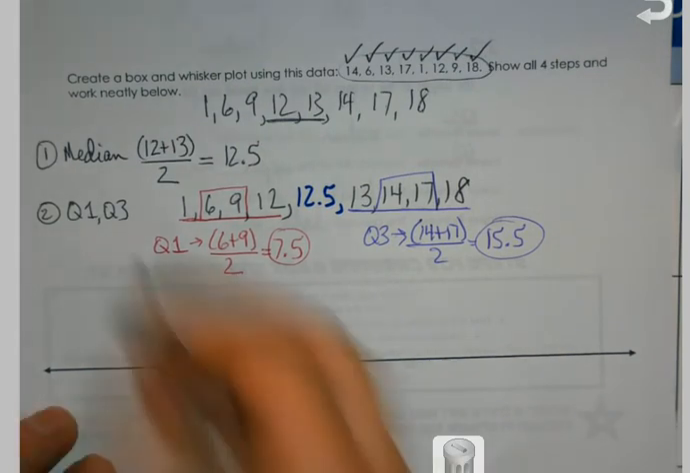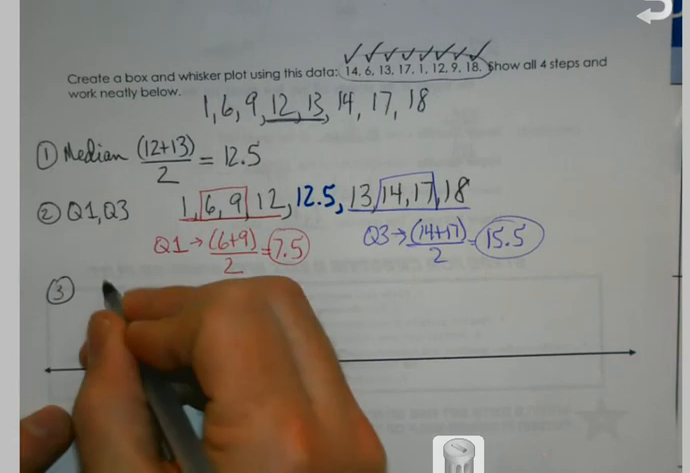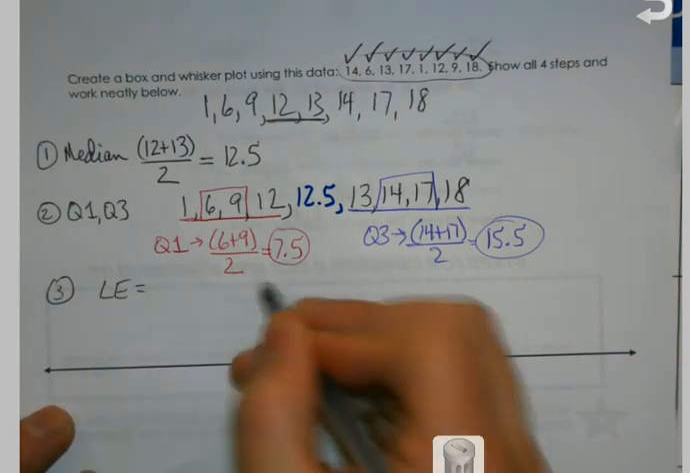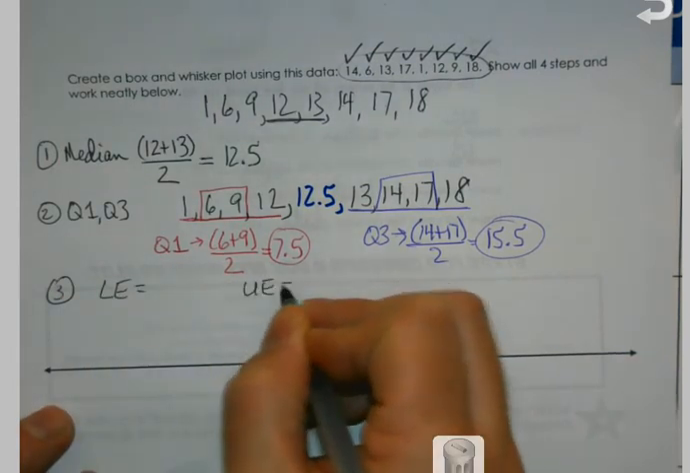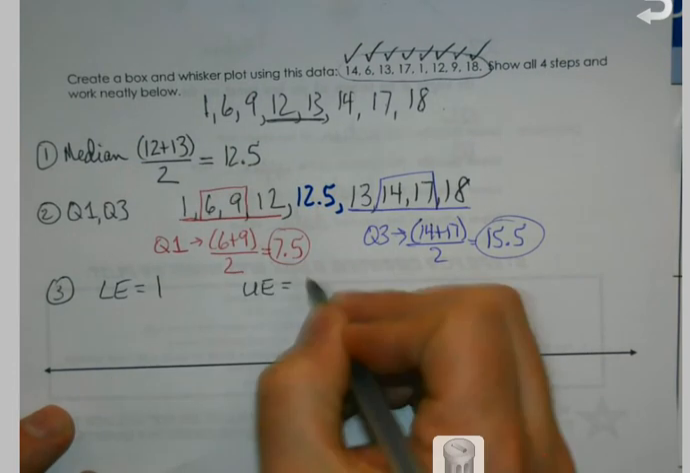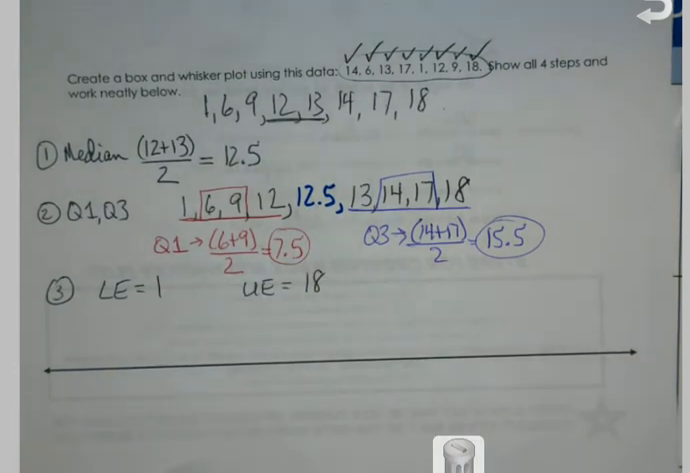Now the one last thing, I do want to know my lower extreme and my upper extreme, because that's going to help me when I'm, okay, least and greatest. 1 and 18. So I look and I'm like, yeah, I can get 18 lines in here.